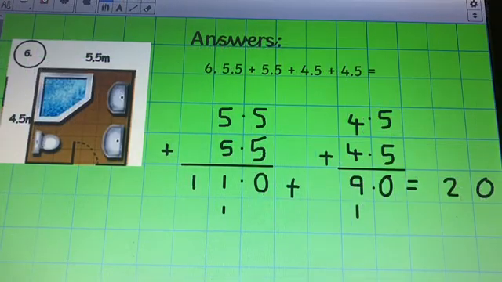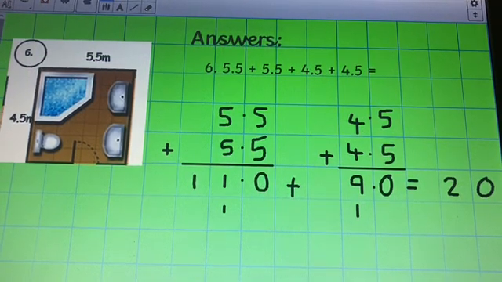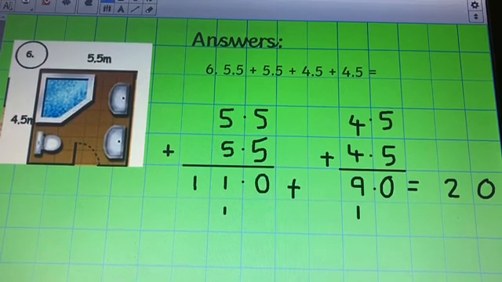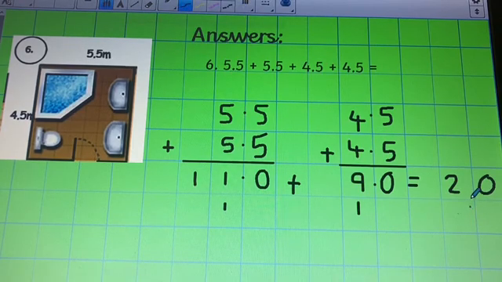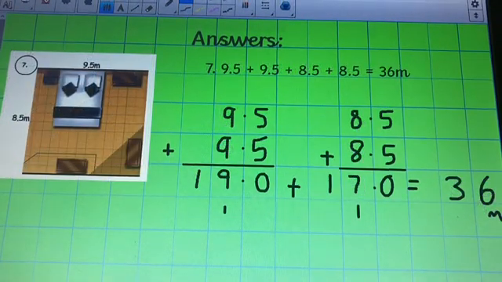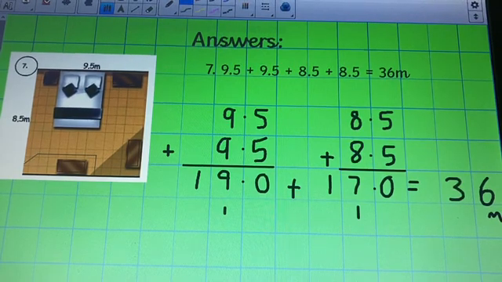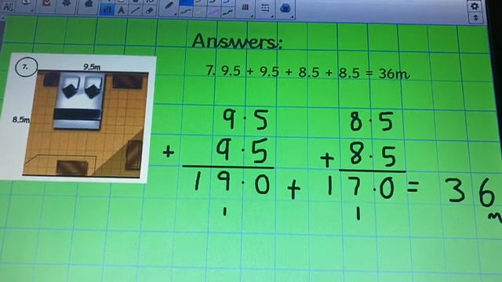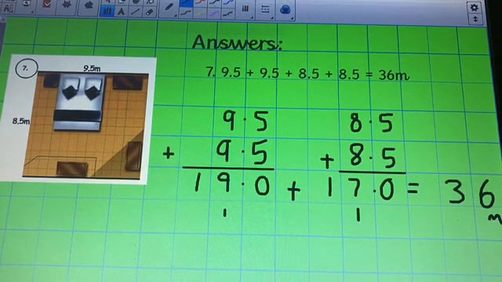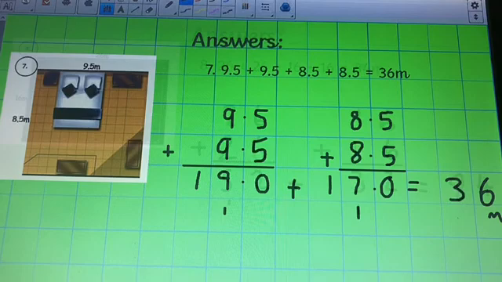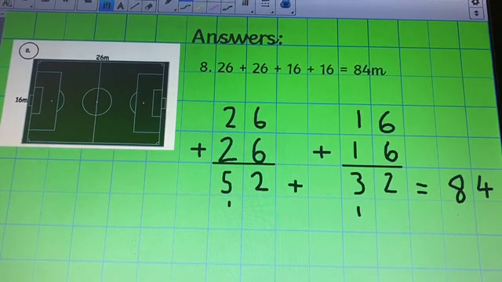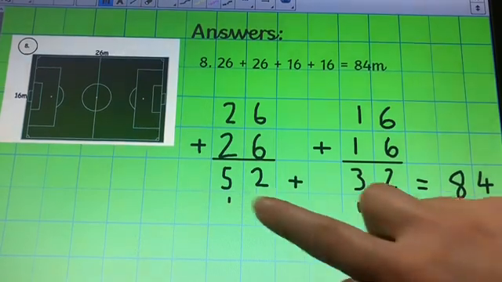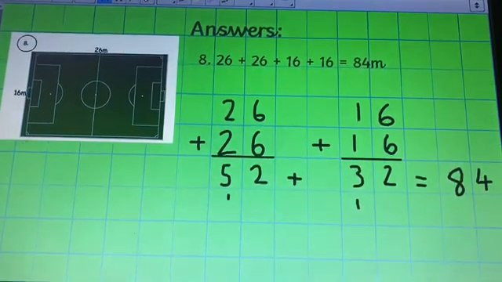Okay, number 6 again, 5.5 add 5.5 gives us 11. 4.5 add 4.5 gives us 9, which is a total of 20. And I forgot to put the m on the end, 20 metres. Okay, for number 7, you had 9.5 add 9.5, which gave you 19, and 8.5 add 8.5, which gave you 17, which together gives a total of 36 metres. Okay, and then for number 8, we had 26 add 26, which gave us 52, and 16 add 16, which gave us 32. And if we add those two up together, 52 add 32 gives us 84 metres.